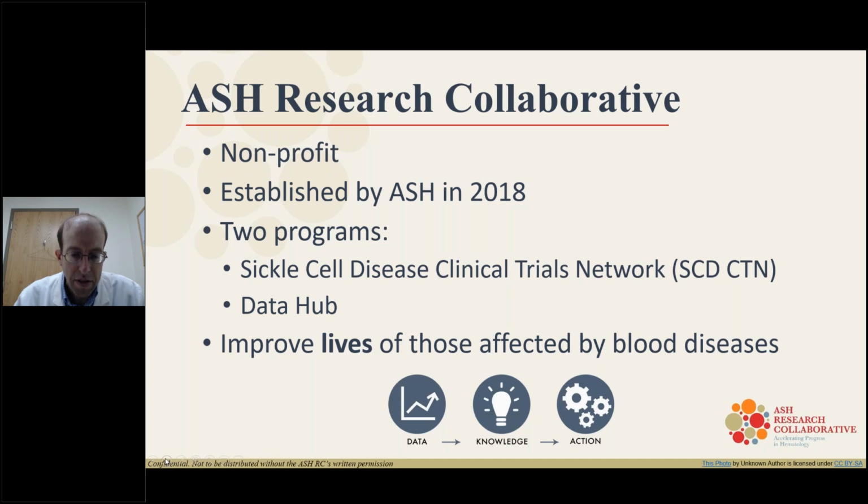Here we work to take data, and we use data to develop insights and develop knowledge. And from there, we look to take action. Next slide, please.